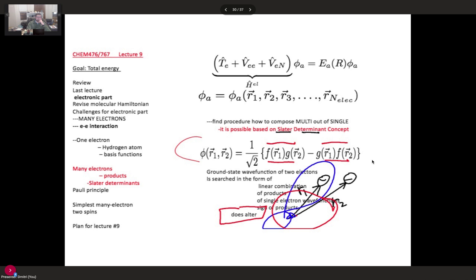Now let's inspect this expression that we see in front of us. What if f of R1 is A, g of R2 is C, g of R1 is B, and f of R2 is D? Can we just imagine that it is a determinant of a matrix that is composed as f(R1) g(R1) in the first row and f(R2) g(R2) in the second row?